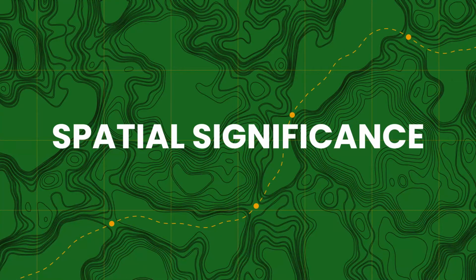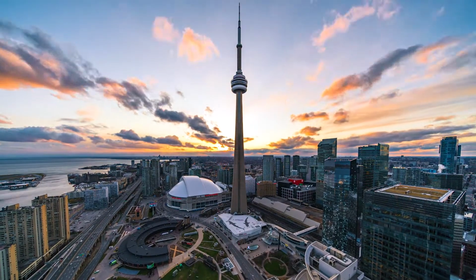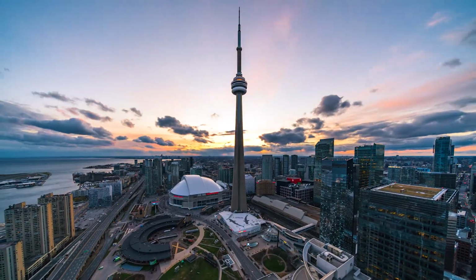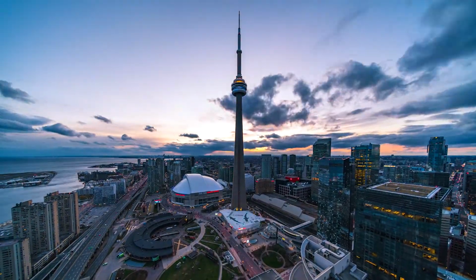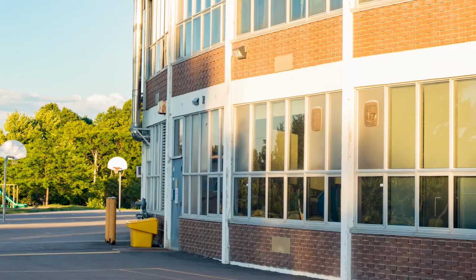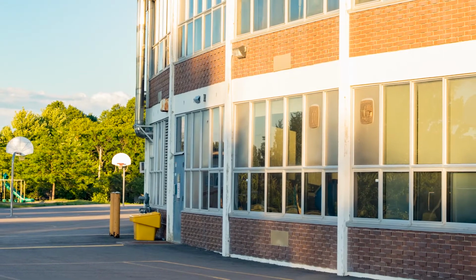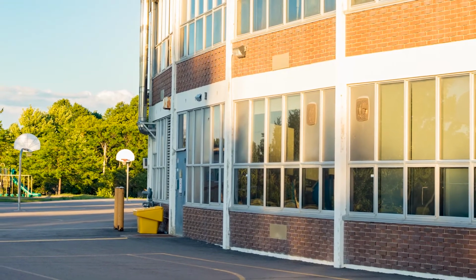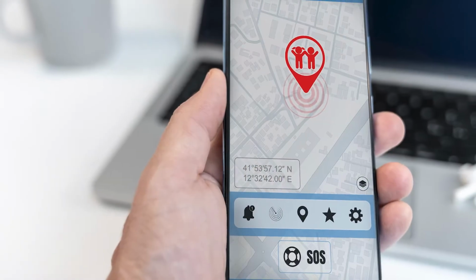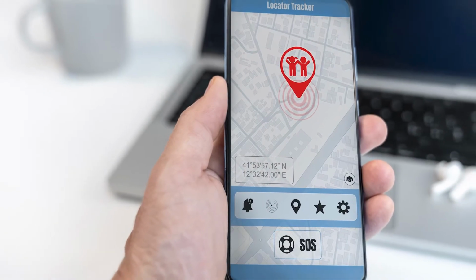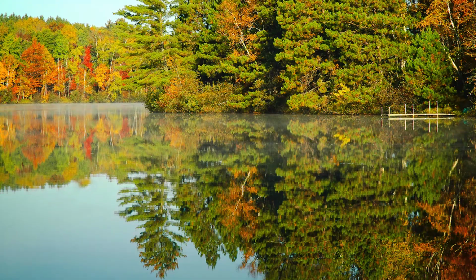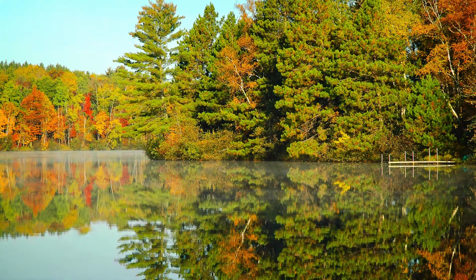Spatial significance. Everyone and everything have a location. Right now, you are sitting in your geography classroom. It has a room number. Your school has a mailing address. And the phone in your backpack might be set to share your specific location with your parents or friends. But what makes a particular place or region important?